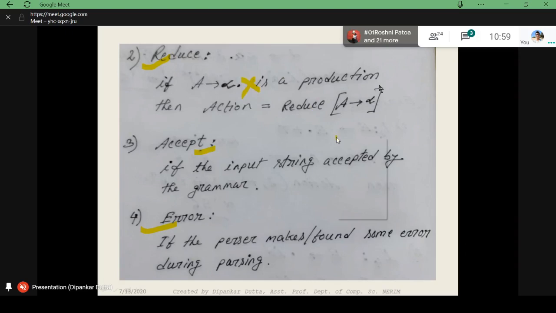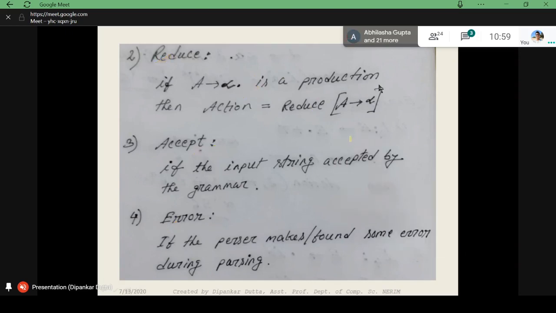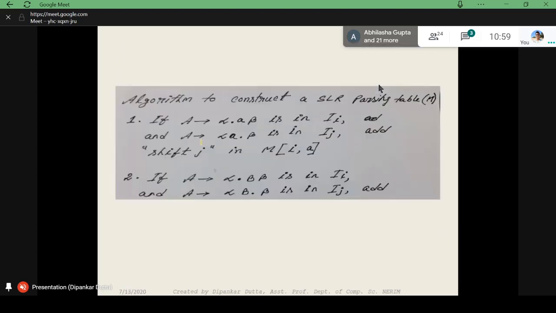Okay, so what is the next? We'll cover it. So, next slide. Okay. So now come to the algorithm to construct the SLR parsing table, capital M. Remember this.